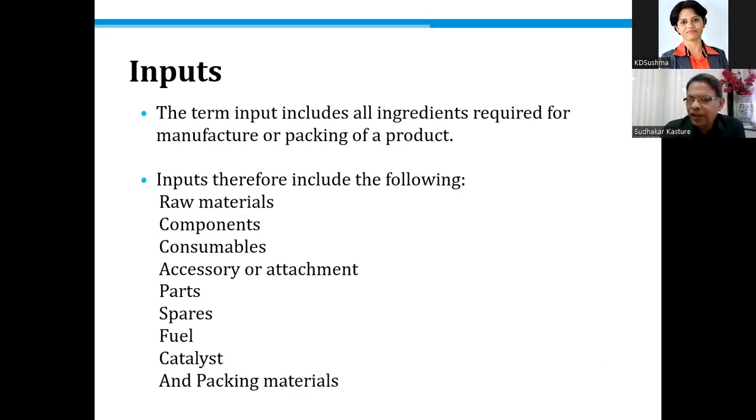Now, when it comes to inputs, when you want to manufacture a product, you require these. You require raw materials, you require components, you require consumables, you require accessories, you require parts, you require spares, fuel, catalyst, packing material. What is meant by input? Input means all those ingredients which are required for manufacturing or packing of a product.